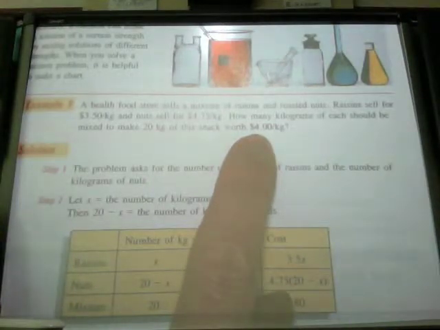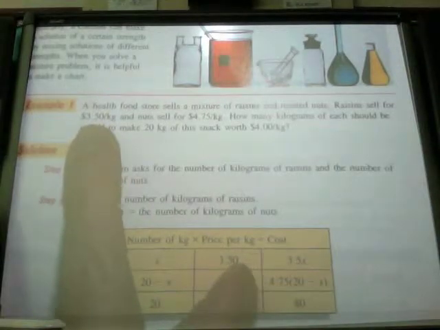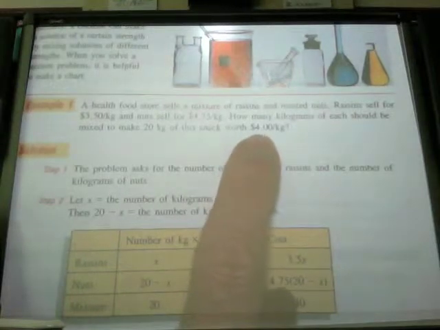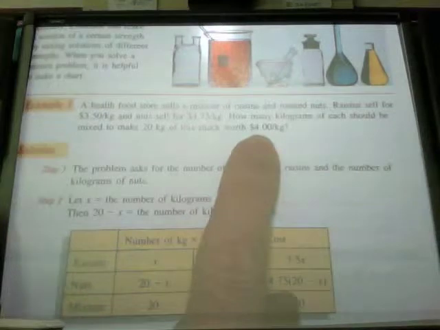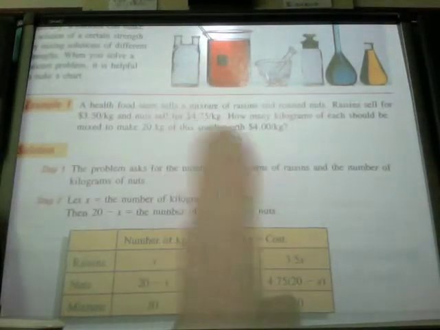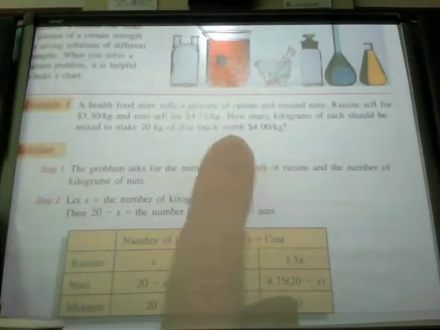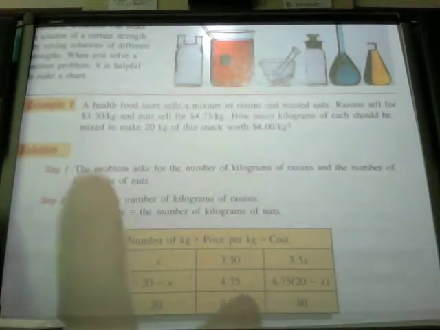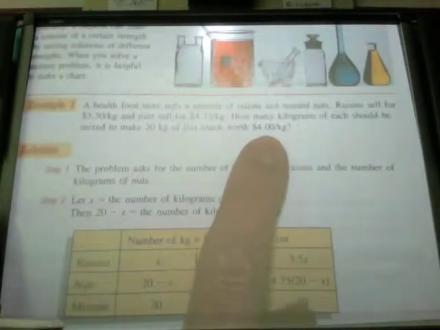But the separate price of each item is $3.50 for the raisins per kilogram and $4.75 for the nuts per kilogram. Well, they want to sell the mix for just $4. But they don't want to lose money. If they put in too many nuts, which are more expensive, then they might lose money on this mixture, this trail mix they're selling. So again, the question: how much of each, the nuts and the raisins, should they put in if they want the total value of it coming from the value of each item separately?